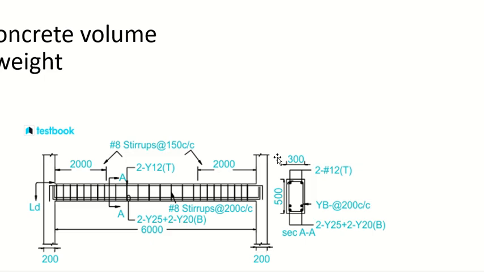They are going from here to here. Numbers are already given. So here to here, how much? Tell me. 6,000 plus 200 for columns on each side.